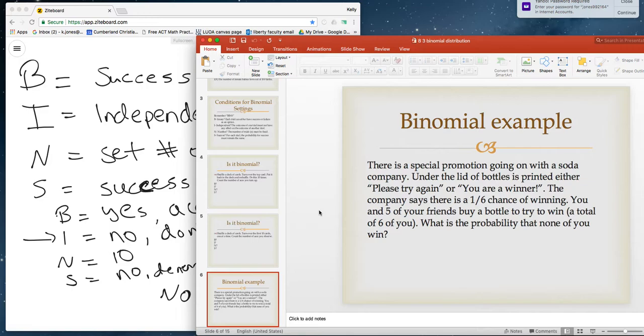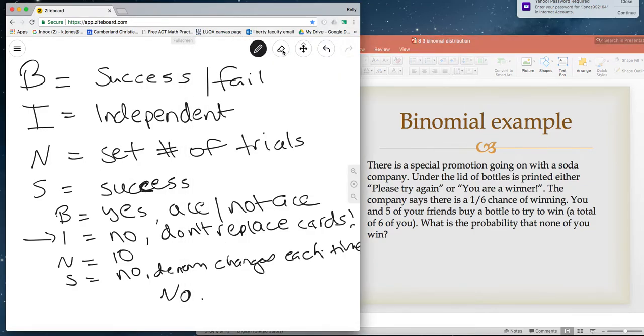All right, let's look at another binomial experiment. There's a special promotion going on with a soda company, and under the lid of bottles is printed either please try again or you are a winner. The company says there is a 1 in 6 chance of winning, and you and 5 of your friends buy a bottle to try to win. So a total of 6 of you are buying a Coke or a soda or whatever it is. What is the probability that none of you will win? So first of all, we have to check, is it binomial?